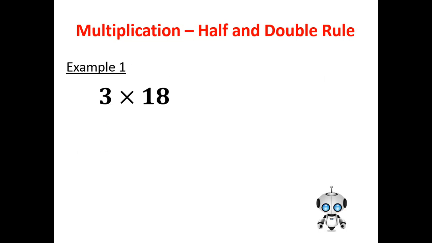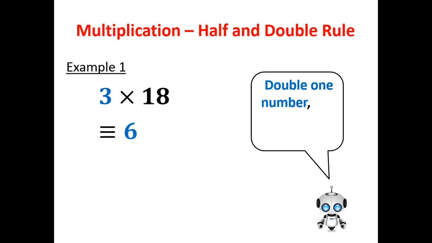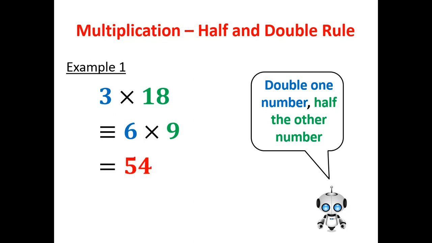Alright, let's get into example 1. We're going to multiply 3 by 18, 3 times 18. Now some of us can do that quickly, some of us have got other strategies to solve this, but this is the way I'm going to show you in this video. We're going to take the 3 and double it. But if we double the 3, we have to take the 18 and halve it. Double 3 is 6 and half of 18 is 9. So 3 times 18 is equivalent, those three lines again, means equivalent to 6 times 9. And 6 times 9, I can do that, is equal to 54. So we double one number, halve the other.